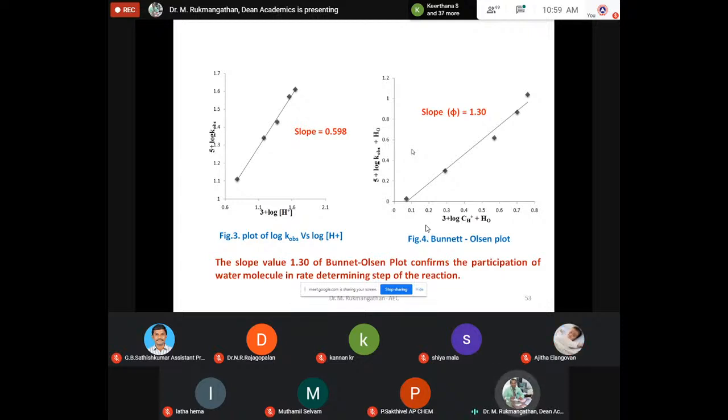In the reaction mechanism, there will definitely be a rate determining slow step. We have to analyze whether the rate determining slow step involves any participation of a water molecule or not. For that purpose, the Bunnett-Olsen plot is drawn. If the plot gives a slope value of more than 1, definitely there will be participation of a water molecule in the rate determining slow step of the reaction mechanism. Here also, the slope value is 1.30. So here we can confirm the participation of a water molecule in the RDS, the rate determining slow step, in the reaction mechanism.